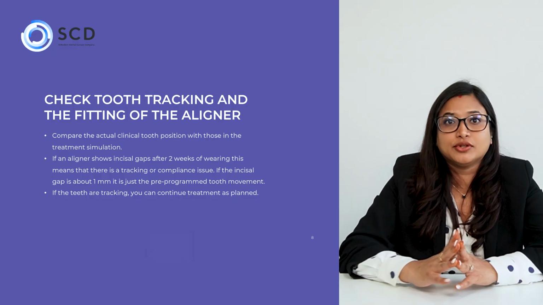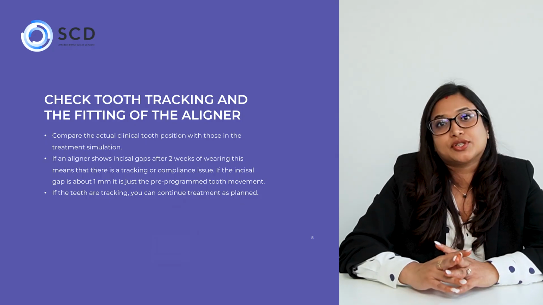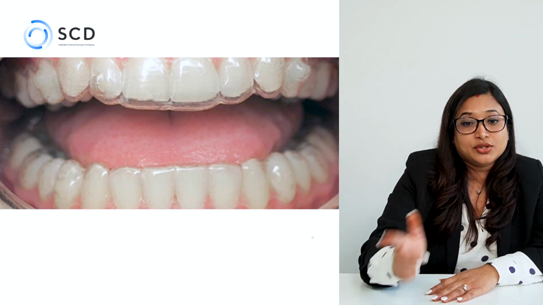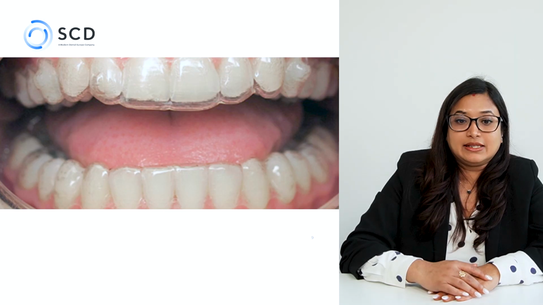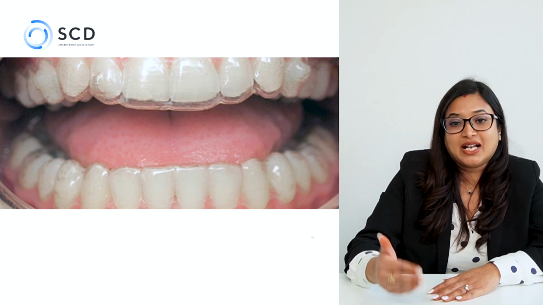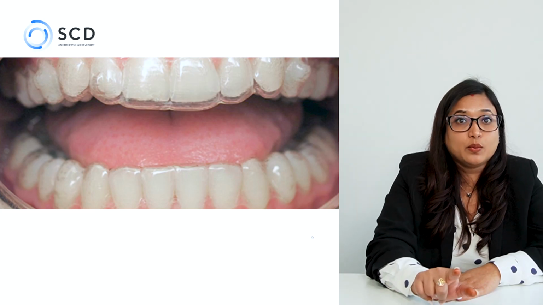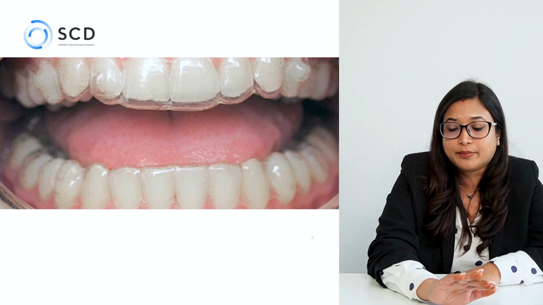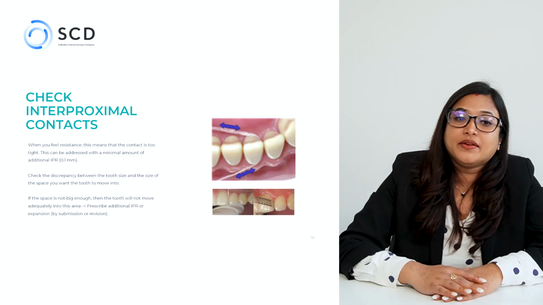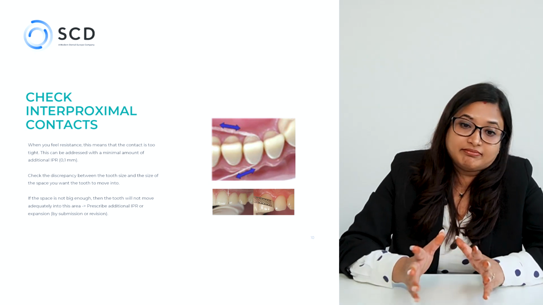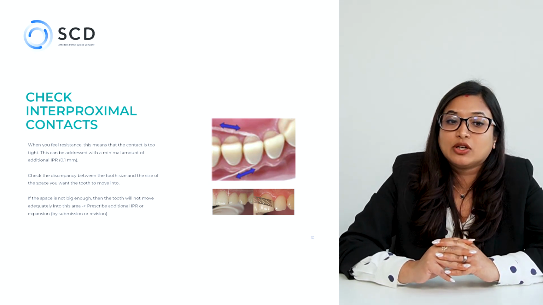So it's very important to check whether the fit of the aligner is good. Here in this picture, you can definitely see that there is a gap between the teeth as well as the aligner. So here we can determine that the aligner is fitting very well on the lowers, but not so much on the upper. Another thing that we need to check during the same time is the interproximal contacts.